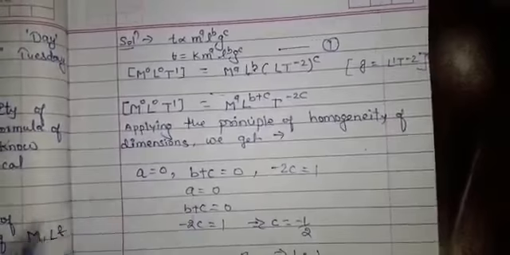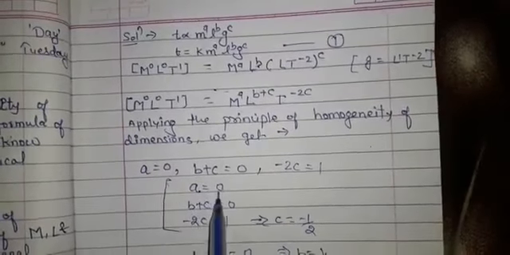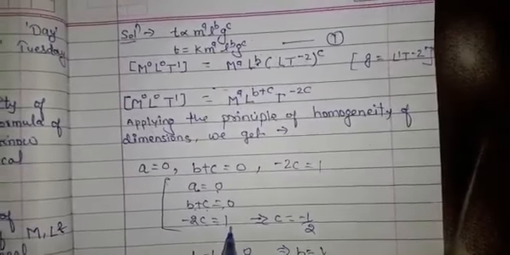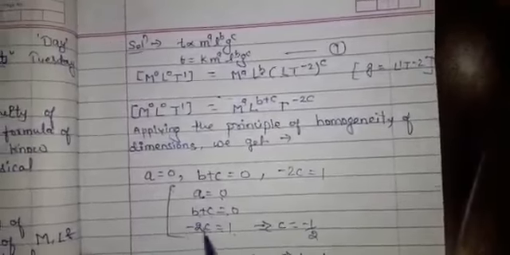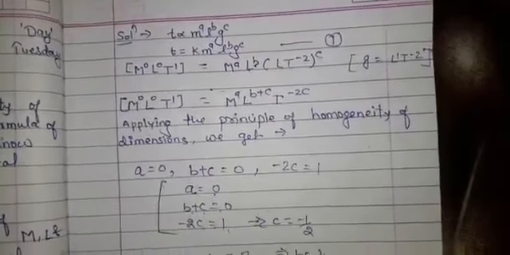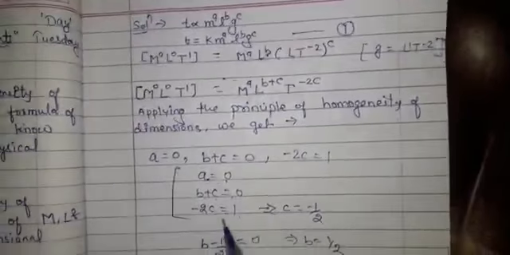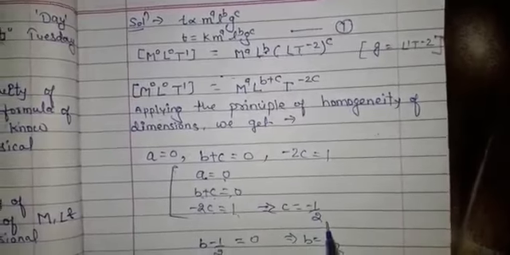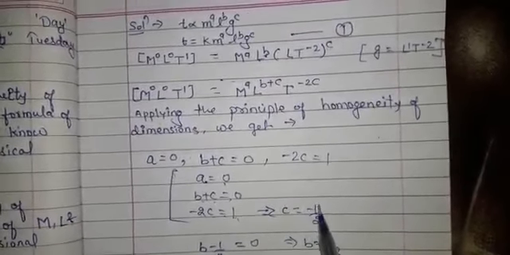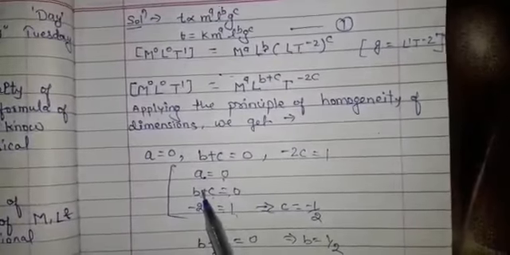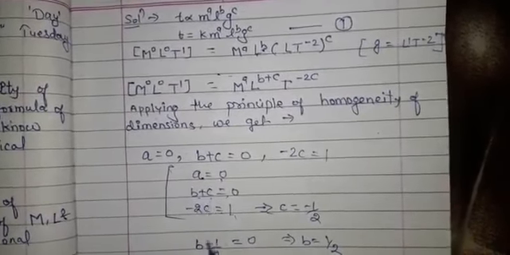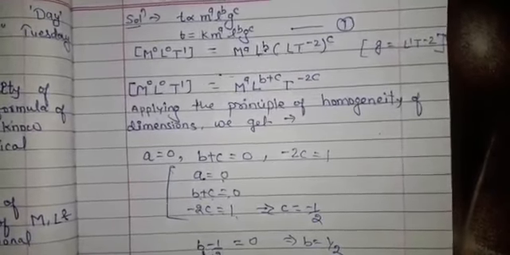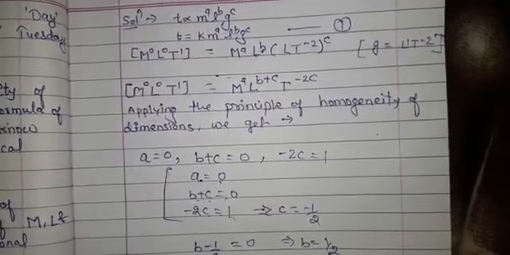So if I write in this order, a equal to 0, b plus c equal to 0, and minus 2c equal to 1. We want to find the value of b and c, because a equal to 0. So from this equation, c equal to minus 1 by 2. Put this value, minus 1 by 2, in this equation, so we can easily get the value of b. So here I write b minus 1 by 2 equal to 0. So b equal to what? 1 by 2.